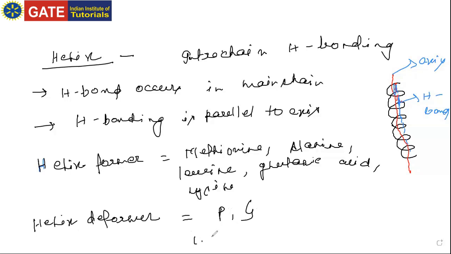So what is the function of this? It can break the helix. These two, proline and glycine, are actually helix deformers. If these two amino acids are present, what will happen? Helix will get broken. It can break the helix.